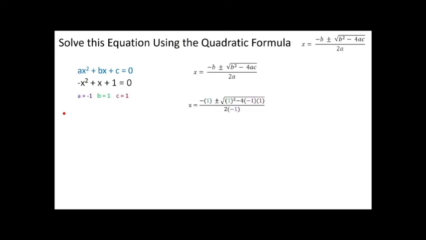I plug those numbers in. Be very careful about what happens with your negative signs. This -4 and -1 become a +4. A lot of times people will put a -4 here and they'll end up with 1 - 4. If you ever get a negative number under the radical, that just means you're not going to have any solutions. I add those together, I get -1 plus or minus radical 5.